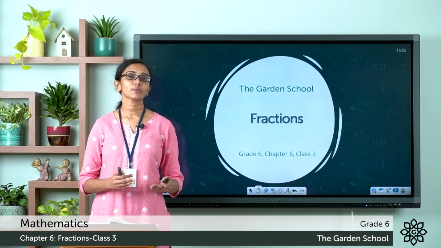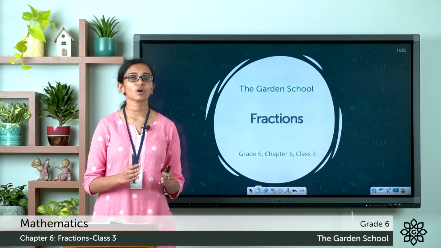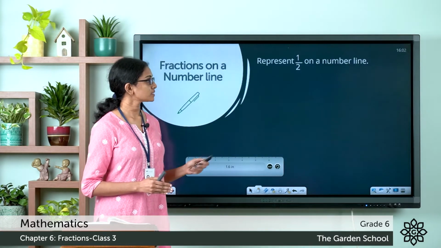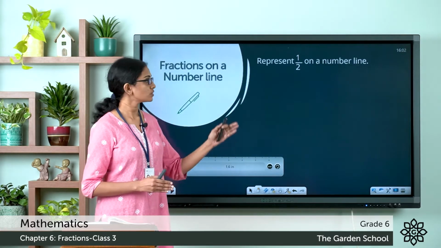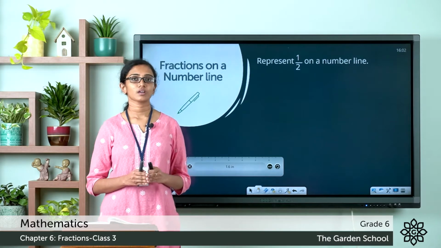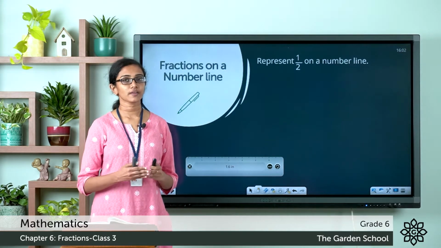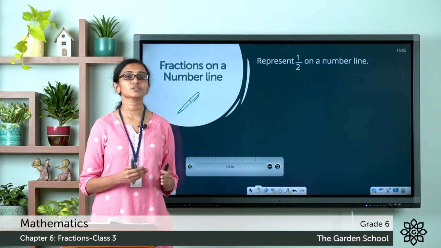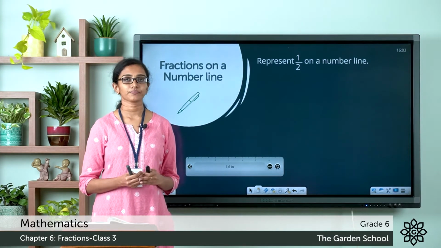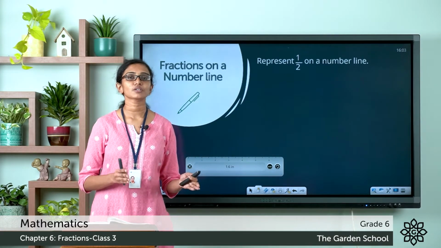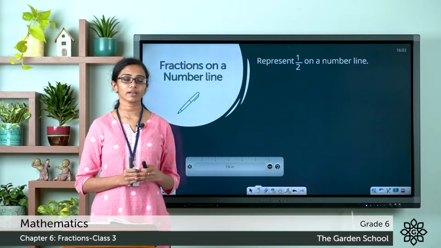Today, let's learn how we can represent fractions on a number line. So, look at this question here. Represent the fraction 1 by 2 on a number line. You see the fraction given here, it is greater than 0 but less than 1. Its value will be less than 1. So, we are going to represent this fraction between the points 0 and 1 on the number line.